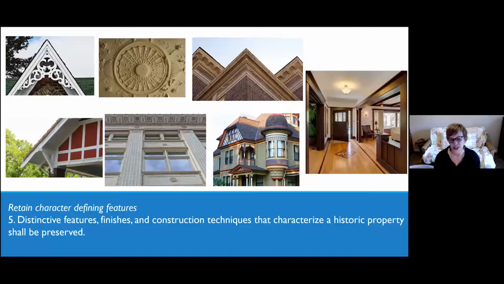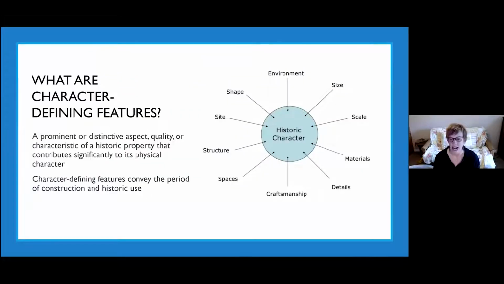So standard number 5, basically retain the character defining features. Distinctive features, finishes, and construction techniques that characterize a property shall be preserved. So these can be exterior features, interior features, since the standards do apply to both interiors and exteriors. And it's really anything that characterizes the property. So I realize that's kind of broad.